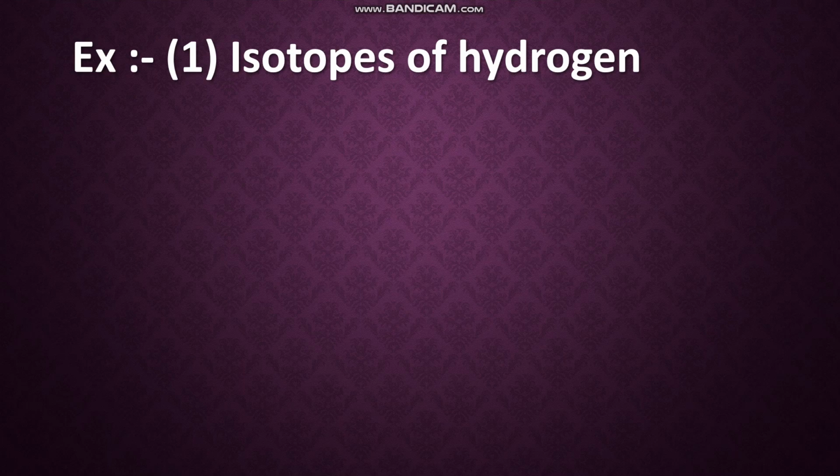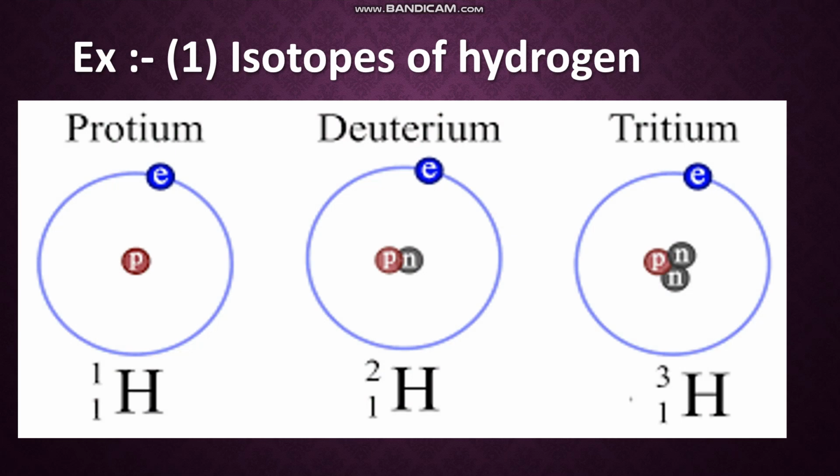Let us see a few examples. Isotopes of hydrogen. Hydrogen has three isotopes. First one, protium. You have already learned that the only element which doesn't have a neutron in its nucleus is hydrogen. So the normal hydrogen, what we call hydrogen, is also called protium. All these hydrogen atoms have atomic number 1. In protium there is only one proton in the nucleus, there is no neutron. So what is the mass number? Number of protons plus neutrons, so 1 plus 0, 1.